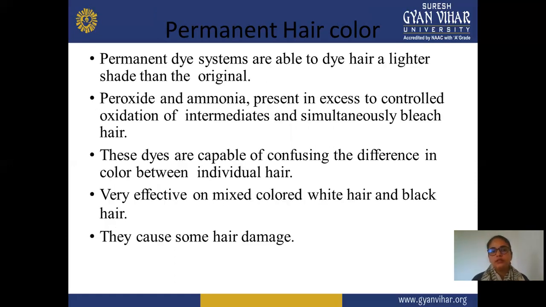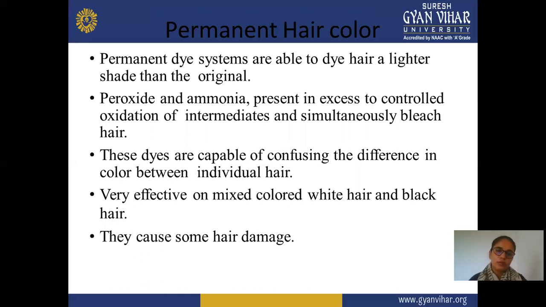Continuation in permanent hair color. Permanent dye systems are able to dye hair at a lighter shade than the original. Means these permanent dyes don't shade your hair very dark. They normally shade your hair lighter in color than the original color. They are not responsible for showing a dark color on your hair. It always shows a light color or light appearance compared to the original color.